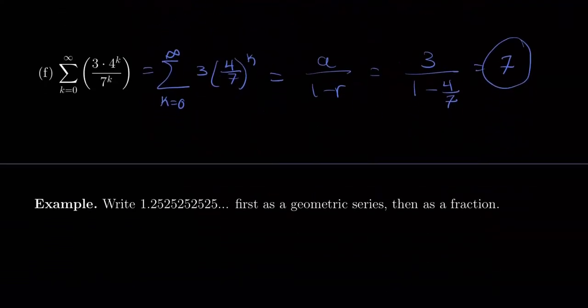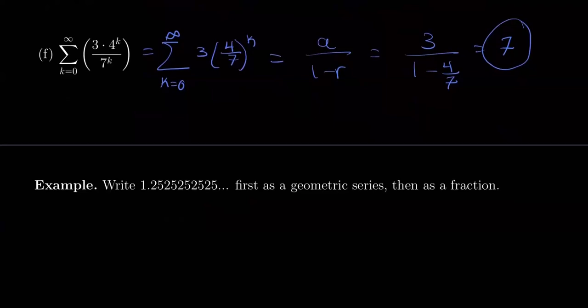Okay, let's practice a little bit more. Now let's do that same thing, but with decimals. So the exact same thing, but I'm going to do this now with decimals. So write 1.2525252525, or better yet, 1.25 bar, first as a geometric series and then as a fraction.